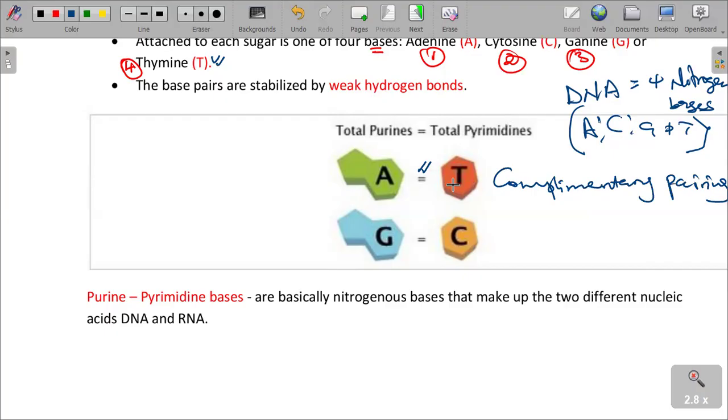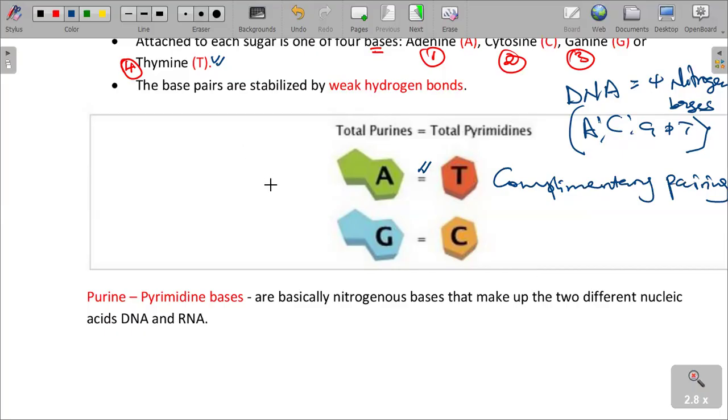So what happens is that the purine bases and the pyrimidine bases are always equal to each other. We are saying the total number of purines is equal to the total number of what? Of pyrimidine bases. Why is that so? It is because of the complementary pairing, which I'm going to explain as I go through this presentation.